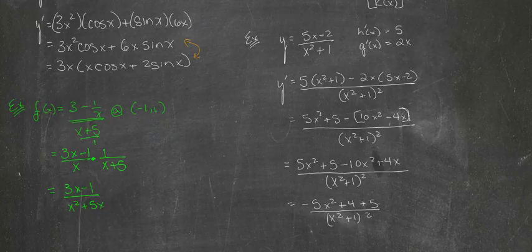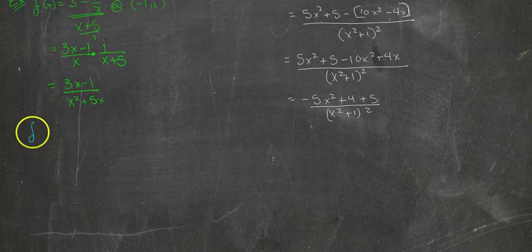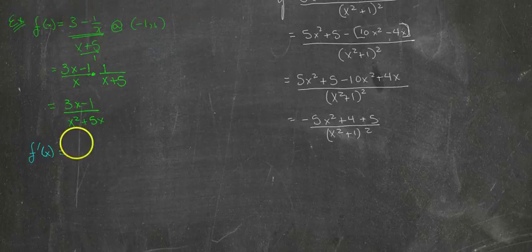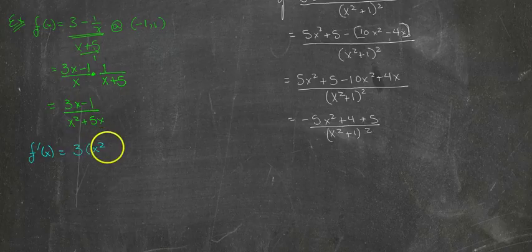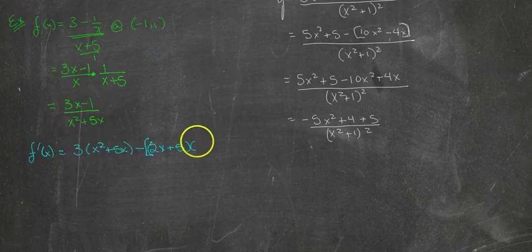Now it's much easier for me to take the derivative, because I have the quotient rule. So f prime of x equals the derivative of the top, so that's 3, times the bottom as is, x squared plus 5x, minus the derivative of the bottom, 2x plus 5, times the top as is, all over the bottom squared.